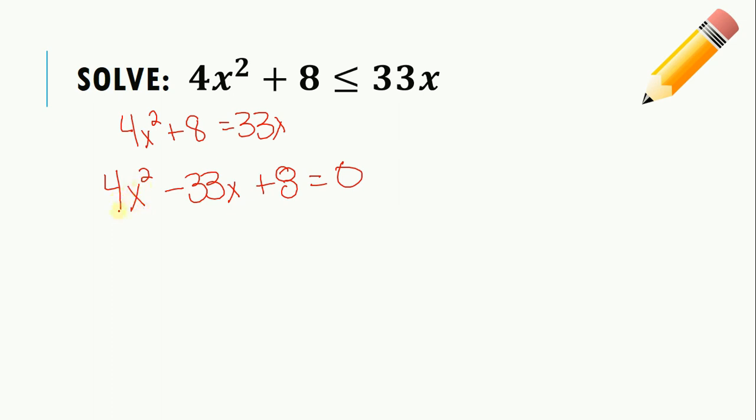But we can do the AC method, so 4 times 8. We're looking for numbers that multiply to give us a positive 32, but add together to give us negative 33. 32 and 1, that would work. So I got negative 32, negative 1. Now, since my a is 4, I can't jump to that. So I actually have to expand my middle term.